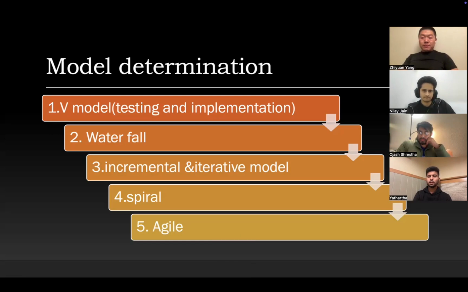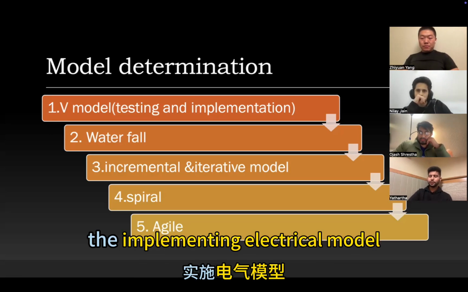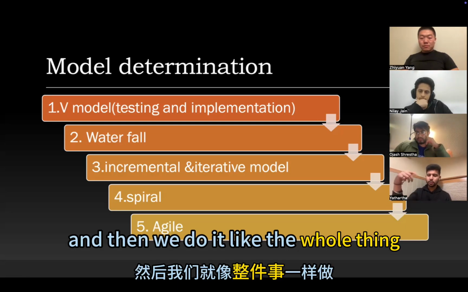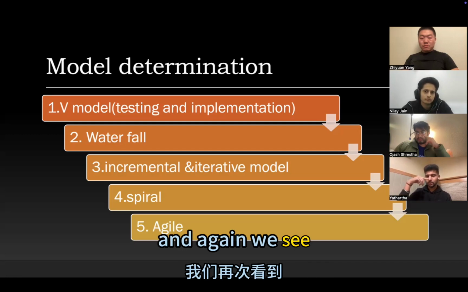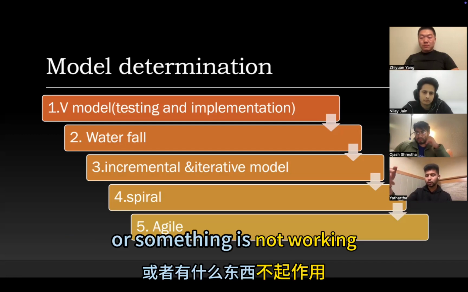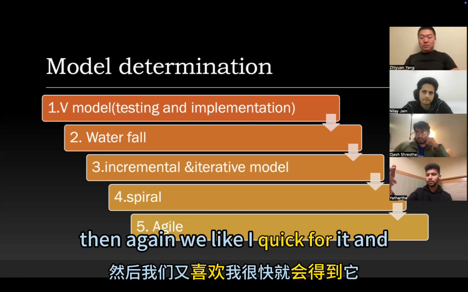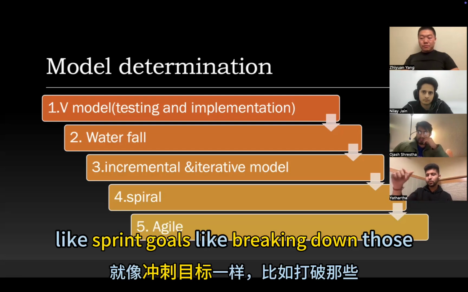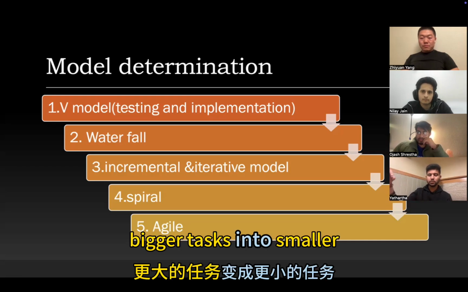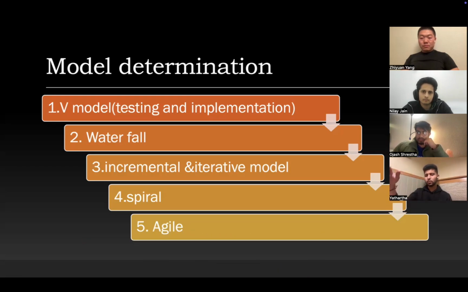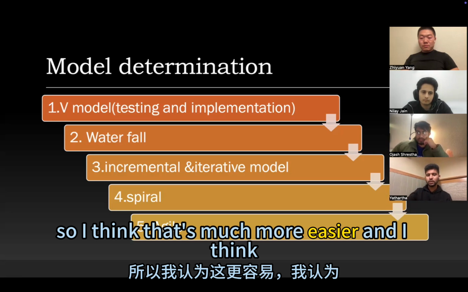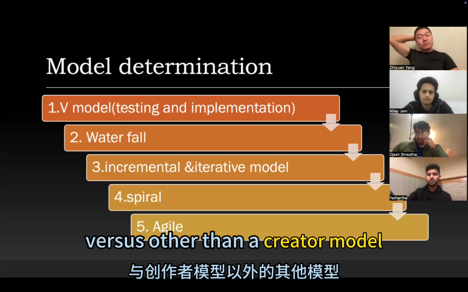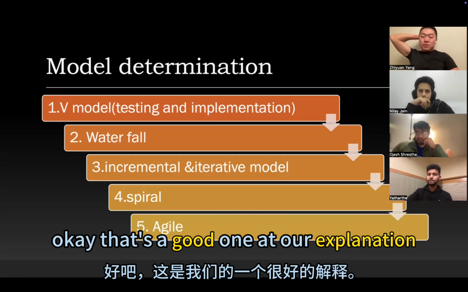As per my understanding, in the incremental and iterative model, we decide what we are going to do, and then we do the whole thing, and again we see if we need any changes or something is not working, then we iterate through it and cover all the process again. Whereas in Agile, we have the flexibility of making sprint goals, breaking down bigger tasks into smaller goals, and then we can achieve one component after another. I think that's much easier, and there's much more discussion going on in the Agile model than in the iterative model. Okay, that's a good explanation.